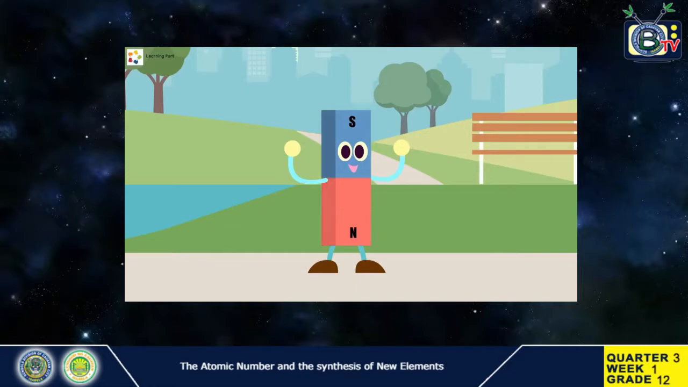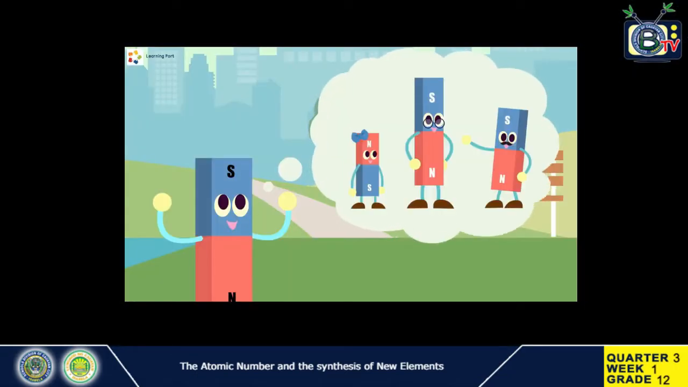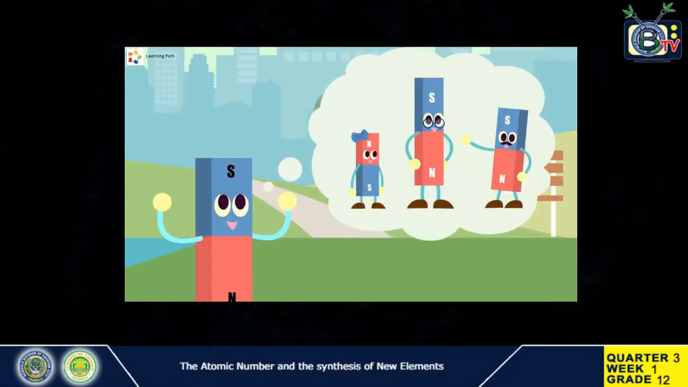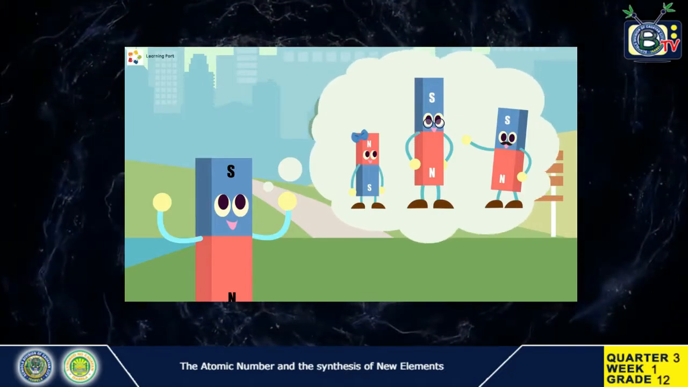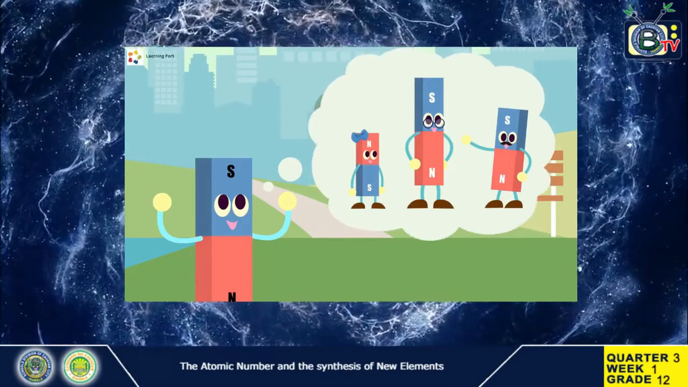Our friendly bar magnet, Barry, has two poles. He has a north pole and a south pole. He knows he can attract objects made of iron. But now he wonders if he can attract his fellow magnets. Why don't we join him as he seeks answers to his question?